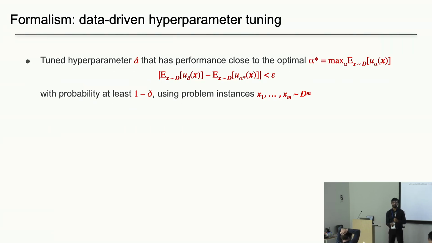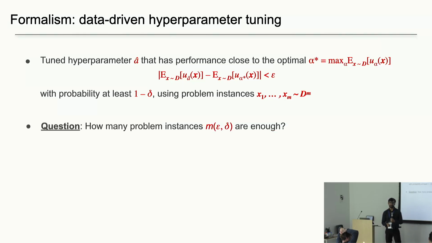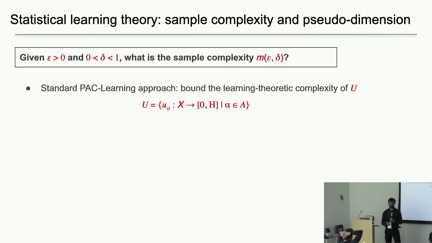You want some alpha hat, which is found using some training samples, which gives you almost optimal performance. So the sample complexity question is how many problem instances, or data sets, or data points are enough to give this kind of guarantee? And this is just recalling everything from the statistical learning literature.